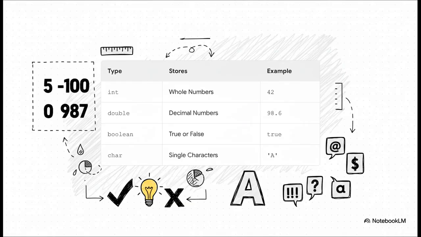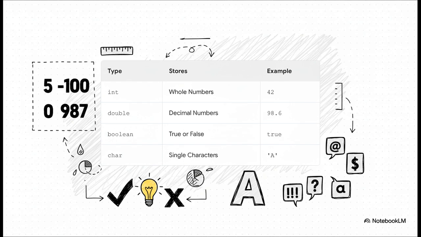Now here's the thing. These boxes come in different shapes and sizes because they're built to hold different types of data. This is super important. We have to tell Java what kind of info to expect. An int is for your whole numbers. A double can handle decimals. A boolean is super simple. It just holds true or false. And a char is for just one single character.